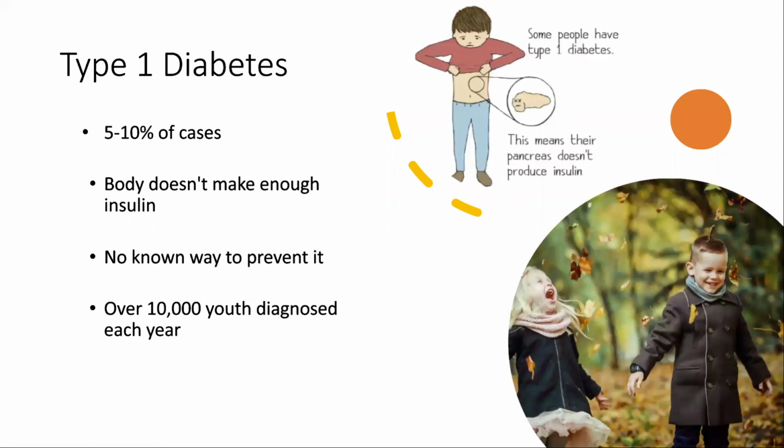And so we all know that there are two different types of diabetes. There is type 1, which some people refer to as juvenile diabetes. We tend to see it a lot more in kids. It makes up about 5 to 10% of the cases nationwide, and it is where the pancreas does not make enough insulin. And when it doesn't make enough insulin, the cells in our body do not get the signal to take the blood sugar and absorb it into them to use for later. Type 1 diabetes, there's no known way to prevent it. A lot of it is just genetics and things like that. And over 10,000 youth are diagnosed with it each year.